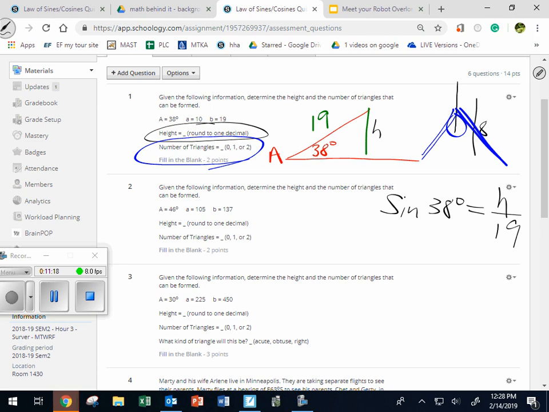JS, what'd you find when you did sine 38 times 19? 11.7. All right, so the height is 11.7. So now that we know that this side is supposed to be 10, do you get the answer to the question? How many triangles will it create?